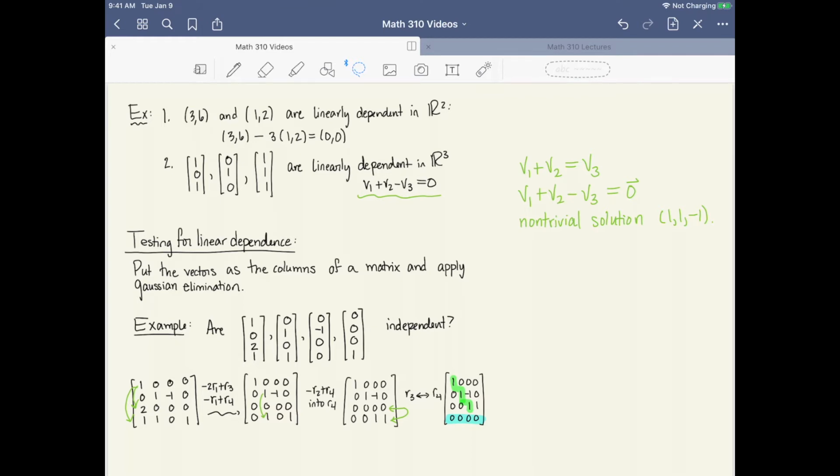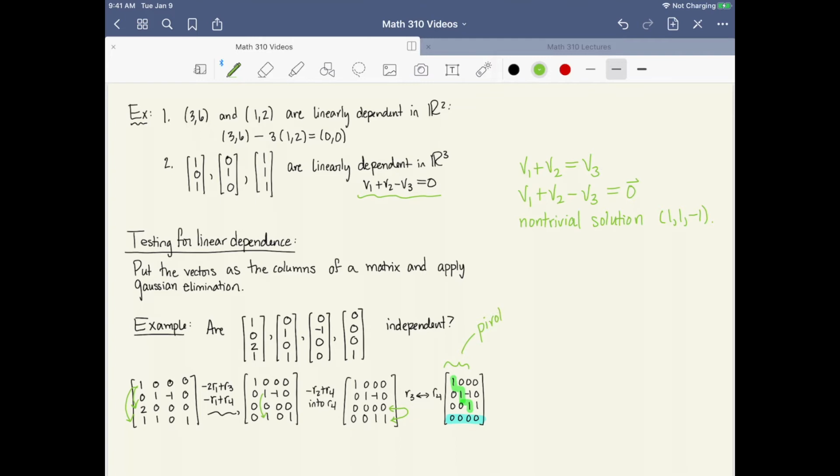Because I have a row of zeros at the bottom, I can already see that this 4 by 4 matrix is going to have determinant 0. I can also see with this row echelon form that my first 3 vectors are going to be independent, and that it's the 4th vector that is dependent on the first 3. So I would call these first 3 vectors pivot vectors. That's kind of the terminology for this.